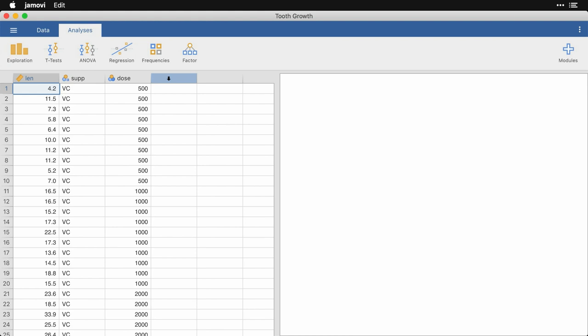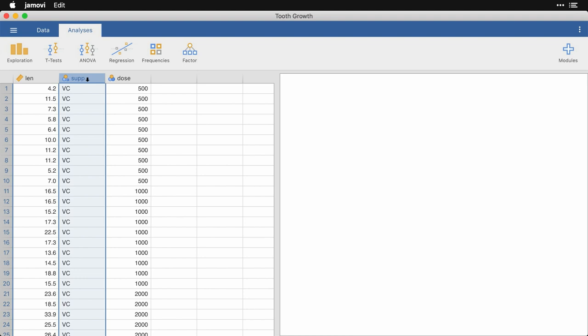To demonstrate how this works in jamovi, I'm going to use the ToothGrowth data set that you can get as one of the sample data sets. It shows two manipulated variables: sup, for the vitamin C supplement, which is either vitamin C or orange juice, and the dosage, which is 500, 1,000, or 2,000 milligrams, I assume, and how it affects the length of tooth growth in guinea pigs.